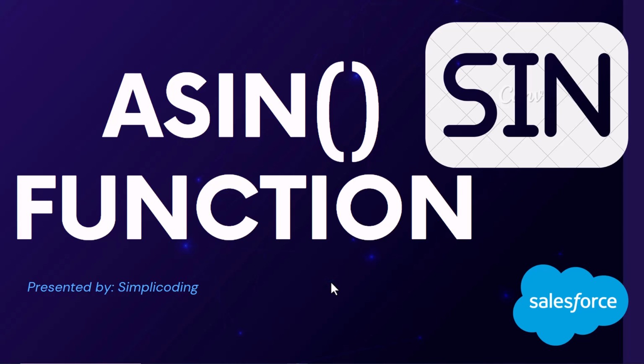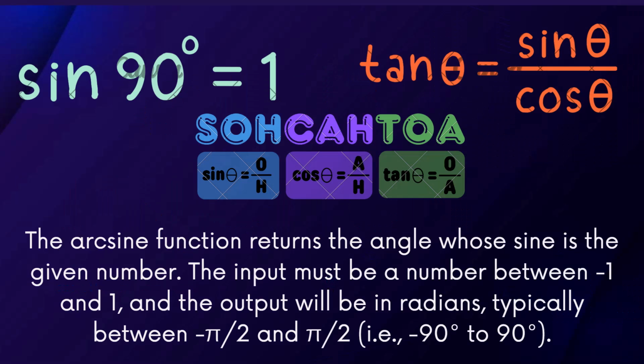In today's video, we are going to discuss the ASIN function in Salesforce. So let's proceed and discuss what we mean by the ASIN function in Salesforce. Basically, this ASIN function is one of the mathematical functions that helps us do trigonometric calculation. This ASIN function stands for arc sine, used to determine the inverse sine of an angle or value that you pass to the particular function.